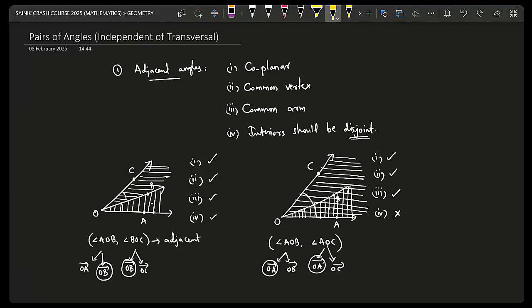Sir, what does common vertex mean? Common vertex means for both the angles, the same vertex should be there. For angle AOB, what is the vertex? Sir, AOB. That means you didn't listen to yesterday's class properly. If there is an angle like this, this point is called the vertex, I told you, right? For angle AOB, what is the vertex? Sir, O. For BOC, what is the vertex? Sir, BOC.